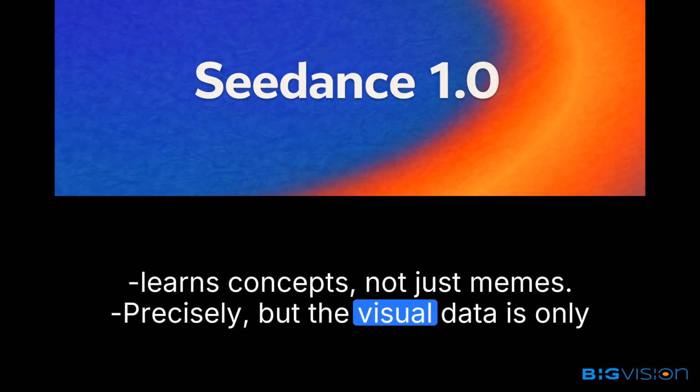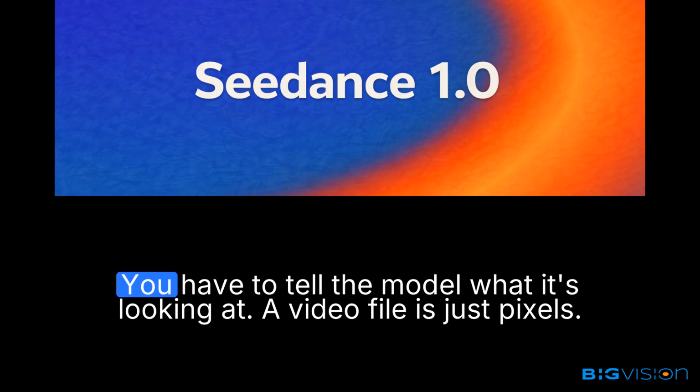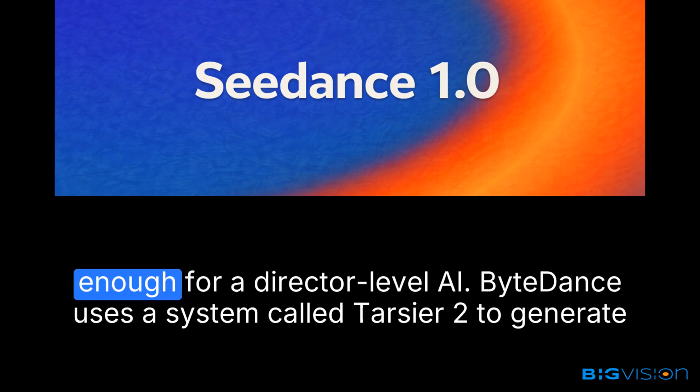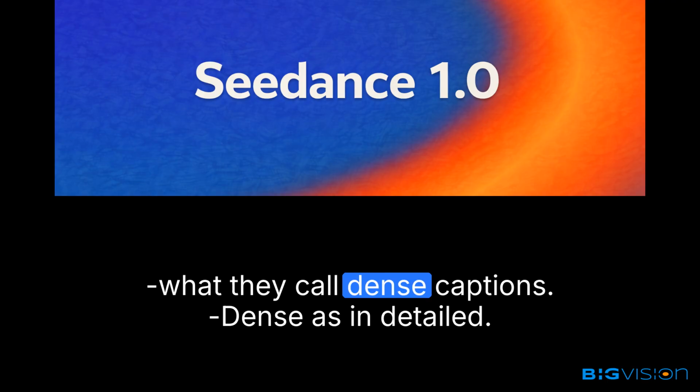Precisely. But the visual data is only half the battle. You have to tell the model what it's looking at. A video file is just pixels. Right, you need captions. But not just dog and pool. That's not enough for a director-level AI. ByteDance uses a system called Tarsier2 to generate what they call dense captions. Dense as in detailed. Extremely detailed.